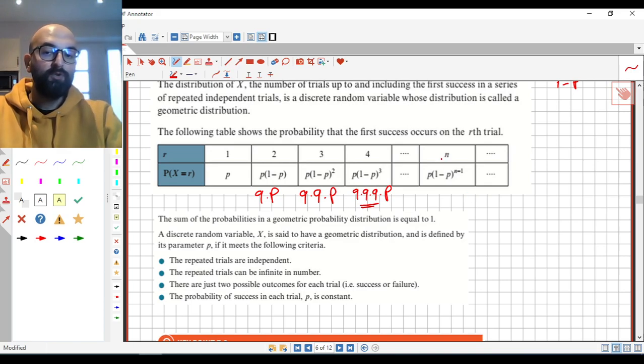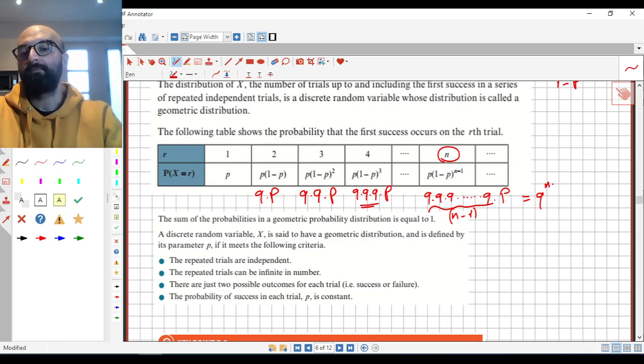If you want to get the nth or rth trial, the first one failure, the second one failure, the third one failure, and so on. The n minus 1 failures, then the nth one success. We have n minus 1 amount of Q, so we can say Q to the power of n minus 1 multiplied by P.